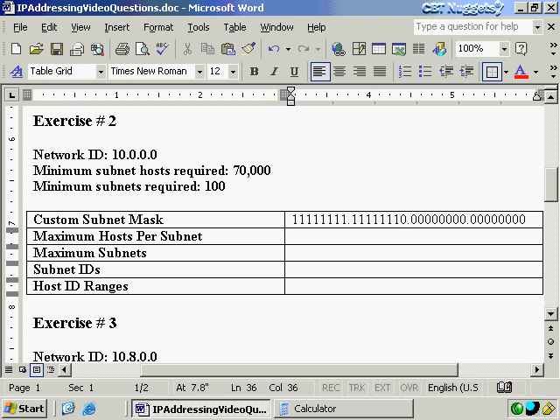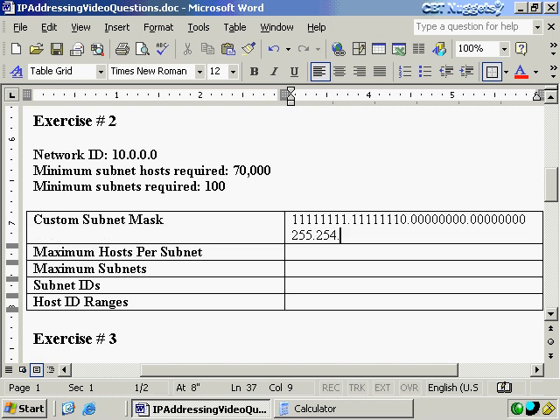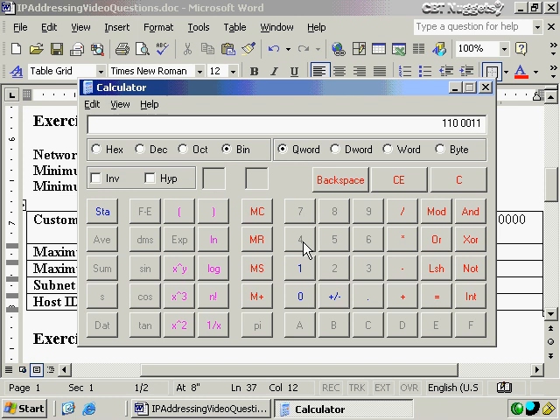So what would that give us? That would give us a decimal custom subnet mask of 255.254.0.0. And I also want to double check to make sure that I can get 70,000 hosts out of these bits over here. So I can go back to my handy little calculator, 70,000 and 1. Remember, we add 1 to the number of hosts that we need and convert that to binary. And that gives me a lot of bits.